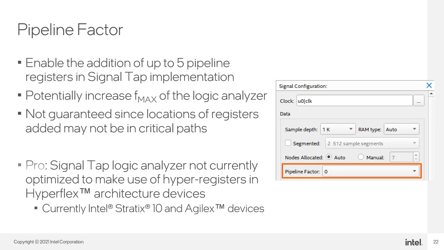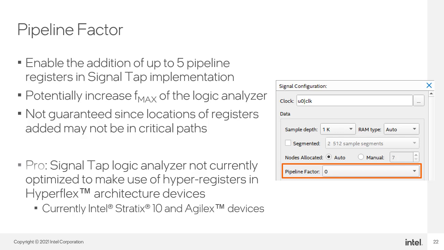The pipeline factor setting lets you insert up to 5 pipeline stages into the logic analyzer design to potentially increase its maximum performance, which is calculated when performing timing analysis. Adding pipeline registers to a design is a good method for increasing Fmax. However, there is no guarantee that increasing this value will improve performance unless the registers get placed on critical timing paths, which is not guaranteed with this option.